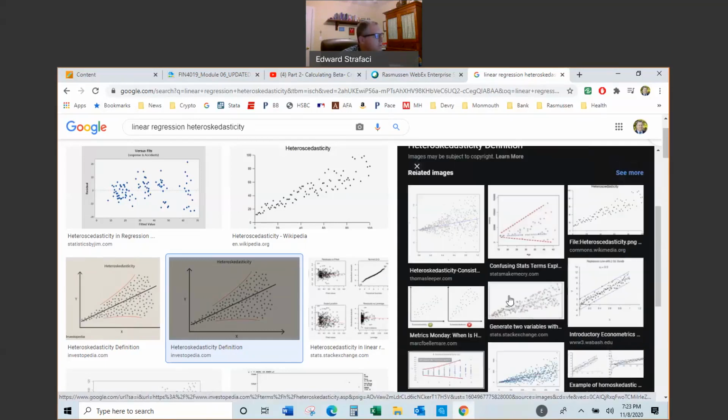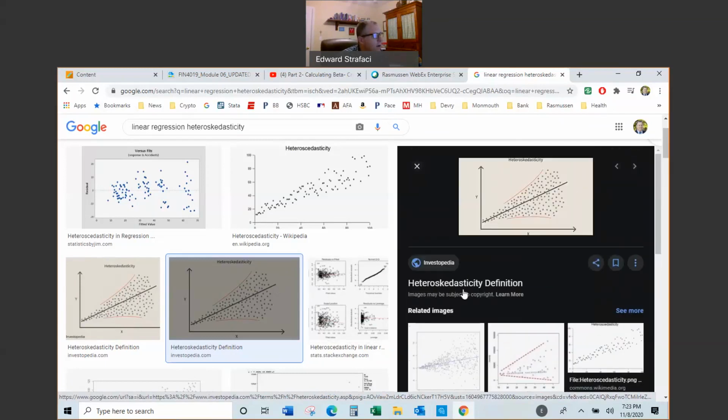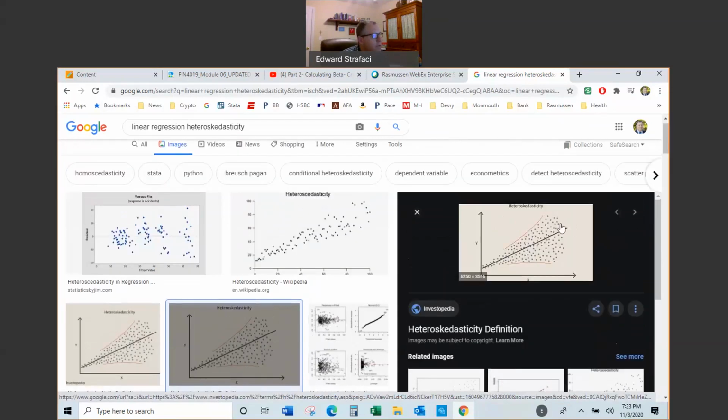Why do we look for all these things? Because they're common, and there are tests. As you get more sophisticated in doing regression analysis, you'll start to know how to detect heteroscedasticity, and you'd run tests against it.